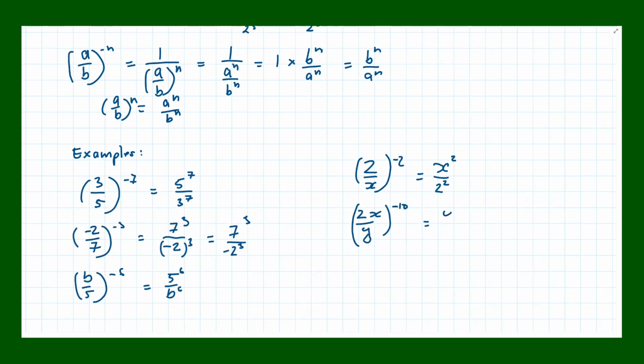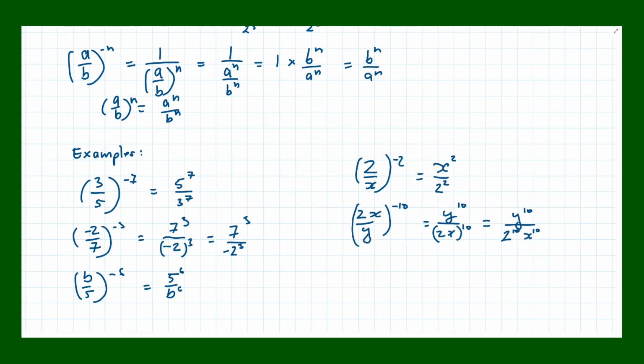Next one, 2x over y all together raised to the negative 10. Well, switch them around, y over 2x, and then raise them to the positive power, but remembering that both the 2 and the x have to be raised to that very same 10th power. And again, we can use the rule for multiplying different numbers together but raising them to the same power. That's going to be 2 to the 10 and x to the 10.